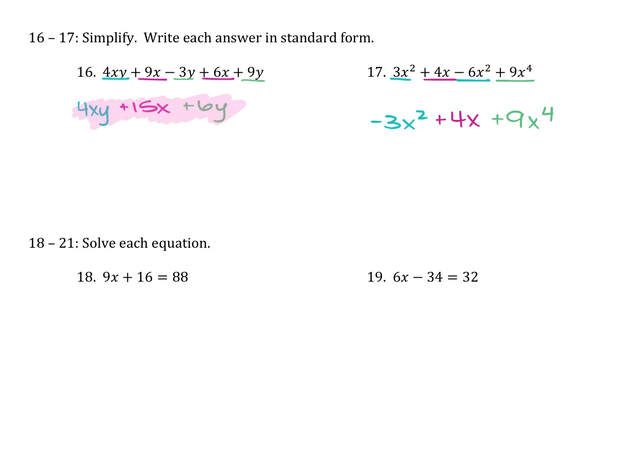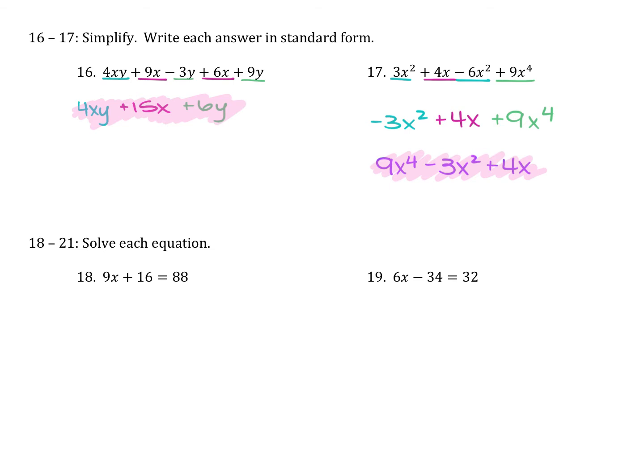This we have to put in standard form. It's not already in standard form for us. So we're going to start with the highest power and work our way to the lowest power from left to right. So our highest power is that 9x to the 4th power. That goes down first. Then the power of 2 would go down, so that's minus 3x squared. And lastly is the 4x. So it's just 9x to the 4th power minus 3x squared plus 4x.